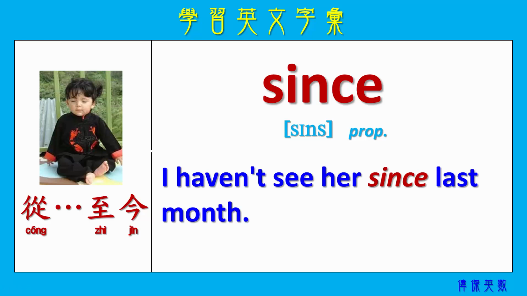Since, S-I-N-C-E, since, 从什么什么至今 since. 它是一个介系词，同样的，它也可以当副词。I haven't seen her since last month. 我从上个月开始就没有再见到她了。I haven't seen her since last month.